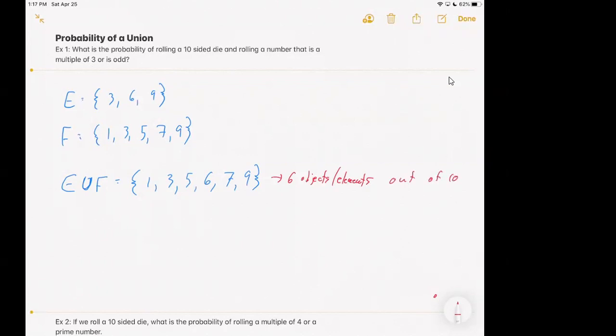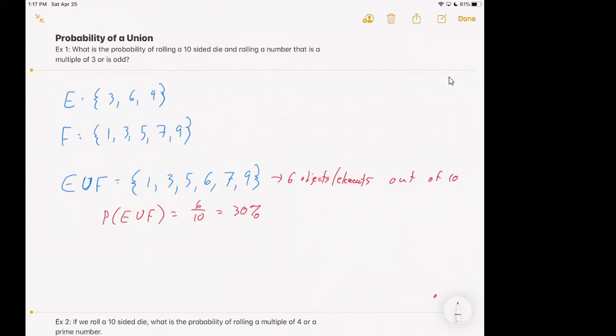If we were going to draw it out, there would be a few things that are not in E union F, and those would be, let's see what numbers are missing, 2, 4, 8, and 10. So those 4 numbers are not in E or F. So what is the probability? Clearly, the probability of being in E union F is 6/10 or 60%, if you like.